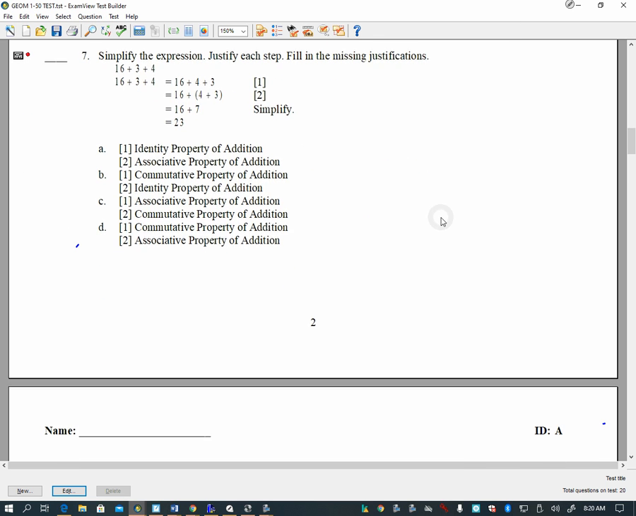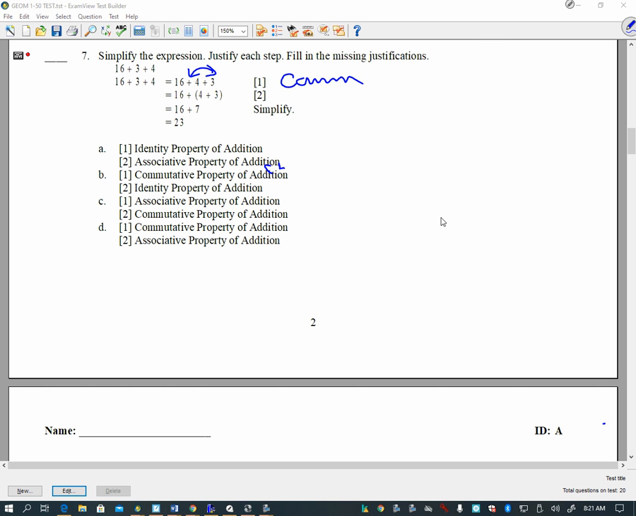Number 7. Okay, we've got some explanation of steps here, but it is a proof. If it says justify each step, we start off with 16 plus 3 plus 4, and then they say that is equal to 16 plus 4 plus 3. What is the step that they're using there? The commutative property of what? The commutative property of addition, because all that we've done here is we've moved these things around, right?